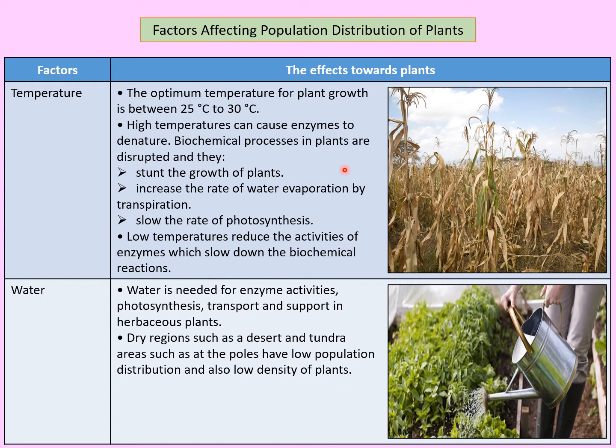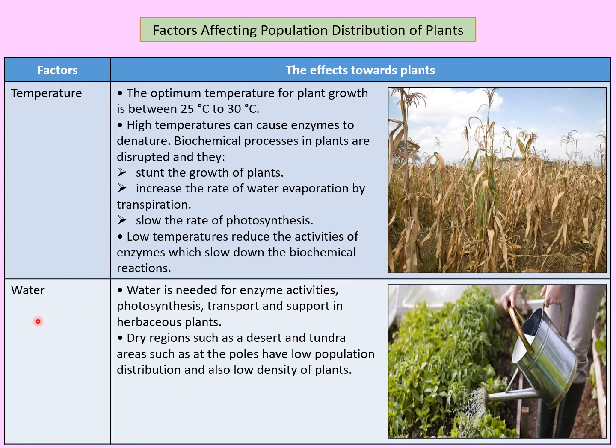Biochemical processes in plants are disrupted and this stunts the growth of plants, increases the rate of water evaporation by transpiration, and slows down the rate of photosynthesis. Low temperature reduces the activity of enzymes, which slows down the biochemical reactions. At low temperature, enzyme-catalyzed reactions take place slowly.